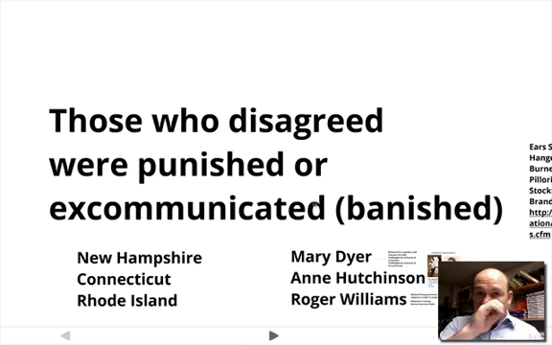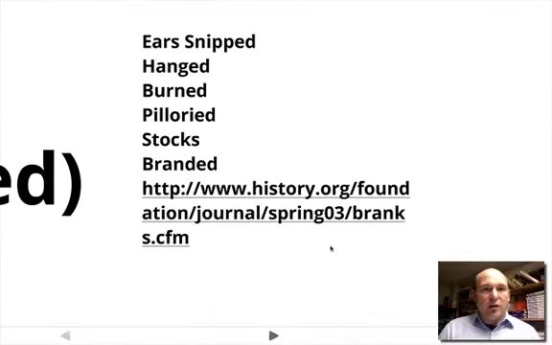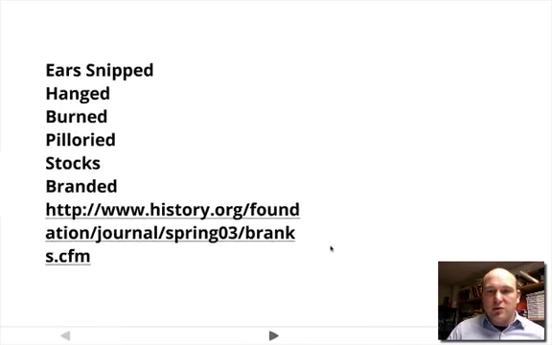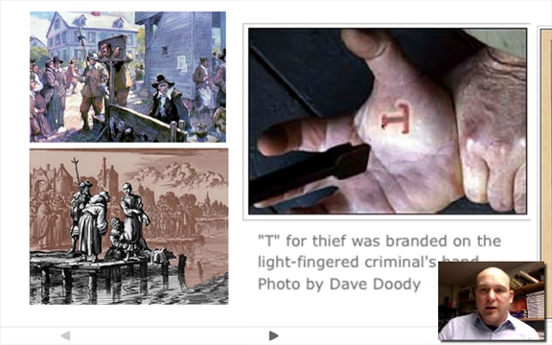Well, they were either punished, sometimes severely, or excommunicated, which meant they were banished from the colony. In terms of punishment, there were ear snippings, hanging. You could be burned at the stake, pilloried, put in stocks, which I'll show you. I'll show you a couple images. So here's an image of a branding. If you had stolen something, you'd be branded on your right hand a T for thief, and then on the other hand, and then if you kept stealing, you may have an ear cut off.